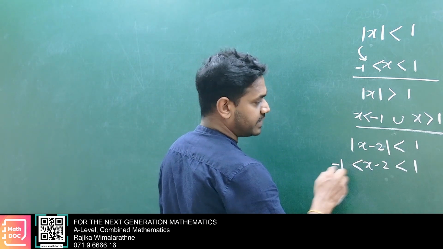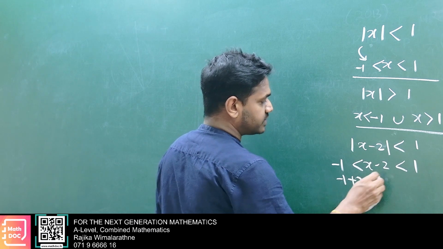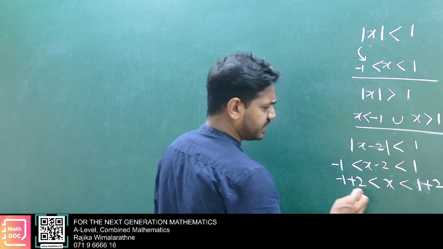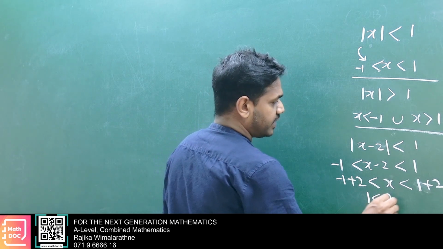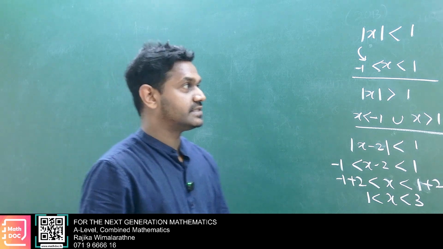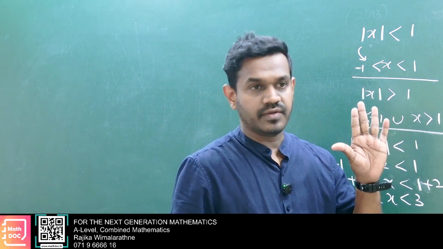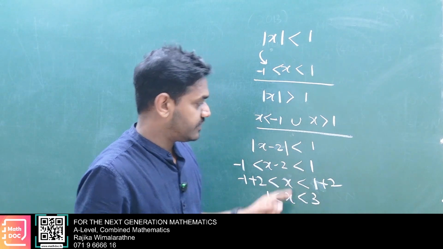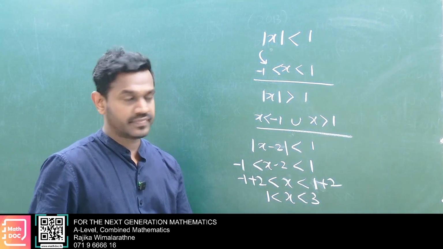Then you can add 2 to both sides: -1 plus 2, X, 1 plus 2. Likewise, we can evaluate: 1, X, 3. Likewise, we can evaluate, okay? So this is the modulus special case. Now, by that relation, we're going to get the double inequality.